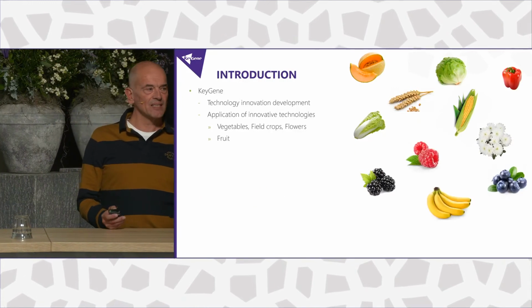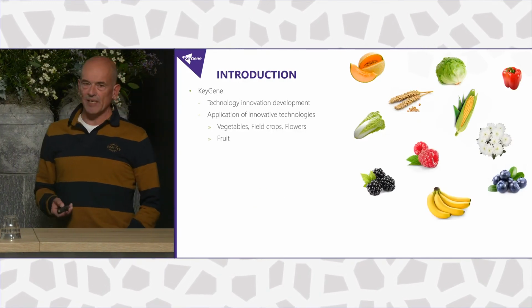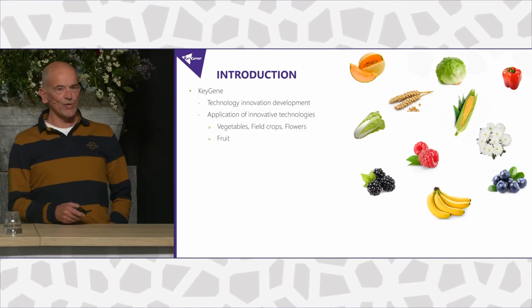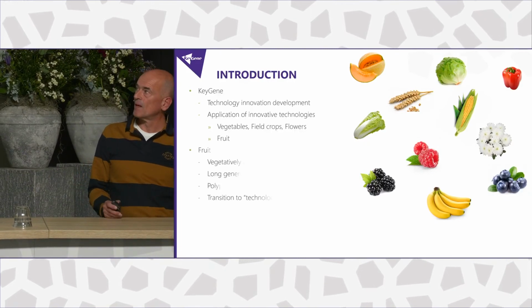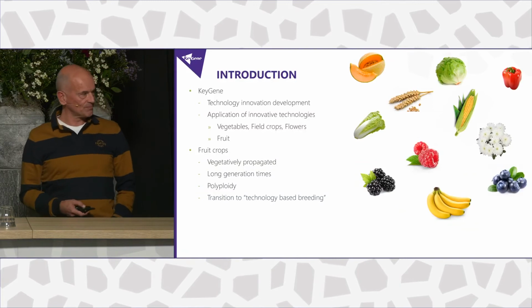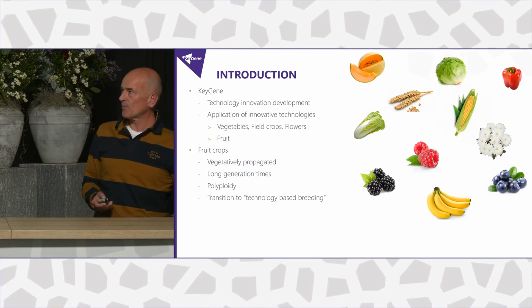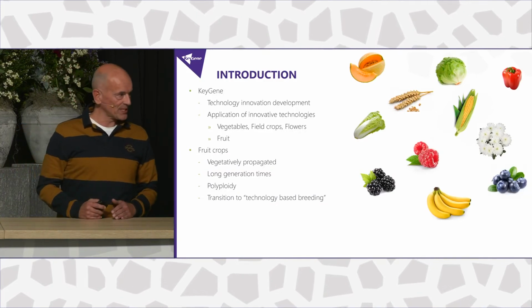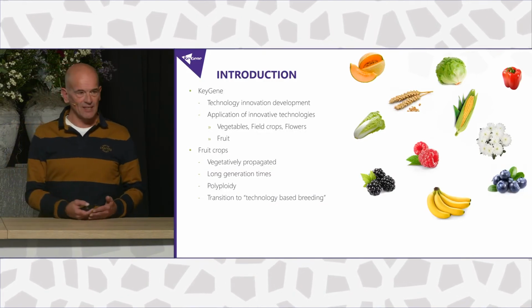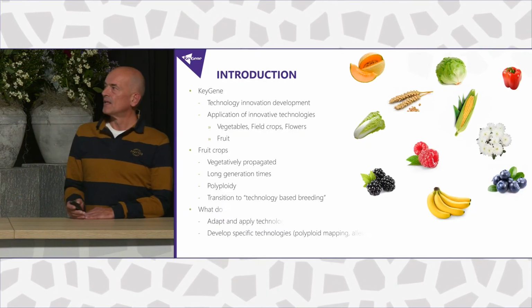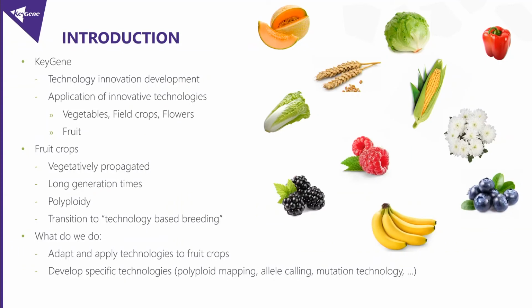But we see more and more clients in the fruit field. So in fact, in the past 5 to 10 years, we've gained experience in the fruit crops, also applying those innovative technologies. For us, in the beginning it was a new field because obviously it's vegetatively propagated. A lot of crops suffer from long generation times. They're polyploid, and the companies that were giving presentations earlier also show that there's a transition going to technology-based breeding. So basically, we adapt and apply technologies to those crops, and we invent new technologies specific for those crops. You can think of mapping in polyploid species or determining allele frequencies, mutation technology in vegetative crops. It's all new.